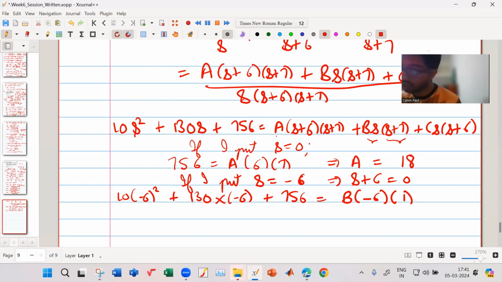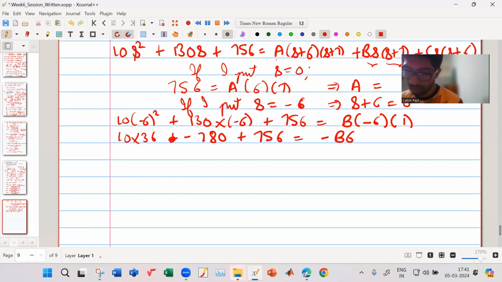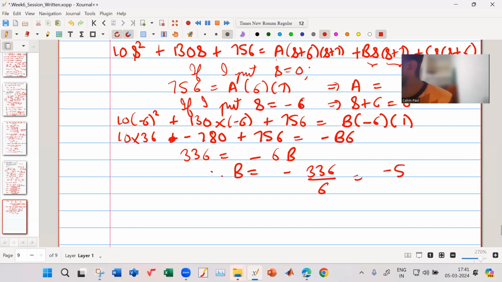So what is 130? This will be 10 into 36. What is 130 into minus 6? So this becomes minus 780 plus 756 is equal to minus 6B. So this becomes 360 minus 780 plus 756, that becomes equal to 336 is equal to minus 6B. Therefore, B is equal to minus 336 divided by 6. That comes out to be B is equal to minus 56.